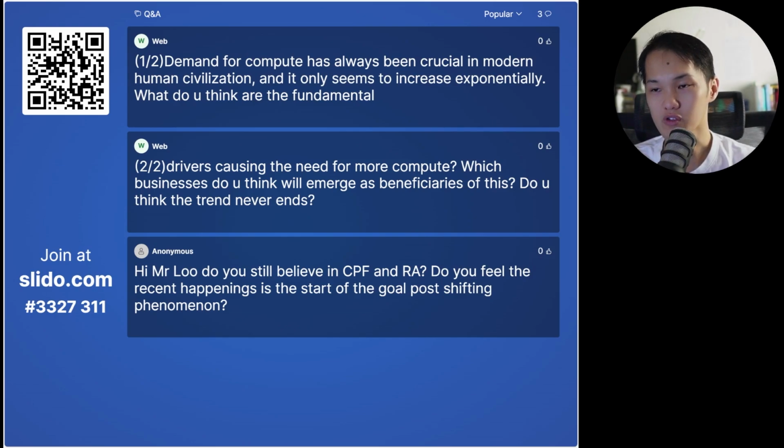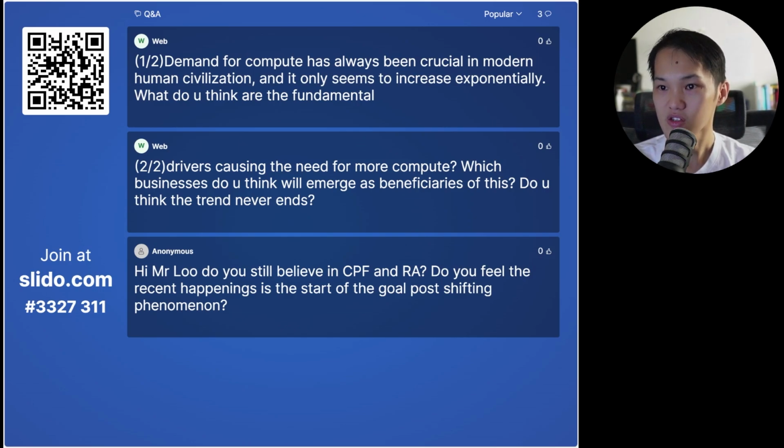That's why if you track the energy usage per capita, or the compute per capita, all these things keep on increasing. So this is just the natural improvement of human civilization. Yeah, so I think these trends will not end, because people will always want more.